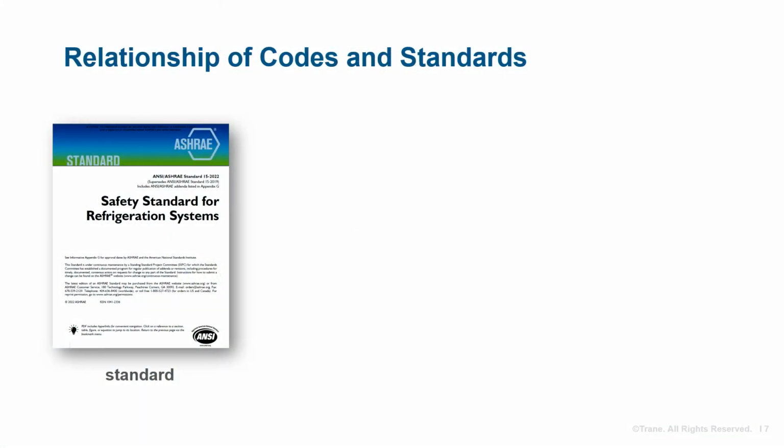ASHRAE is one of several organizations that write standards for HVAC equipment and systems. These standards are developed following an ANSI process that requires collaboration and public review. Now, it's tedious and time-consuming, but the intended result is a well-researched consensus document. But ASHRAE doesn't have any authority to enforce its standards, so they're written in a way that can be incorporated into building codes. Typically, this is a two-step process.